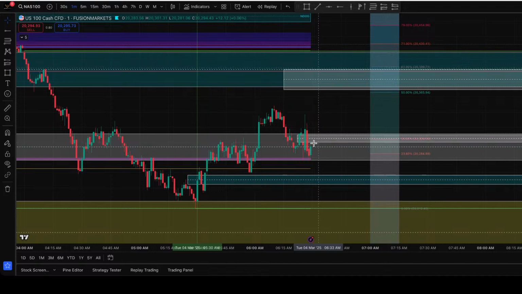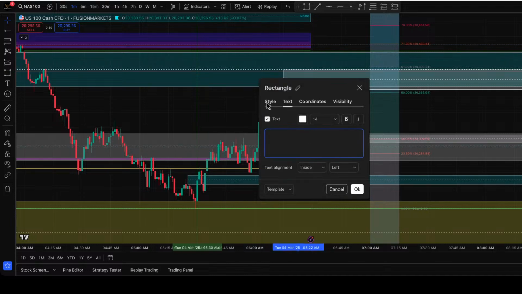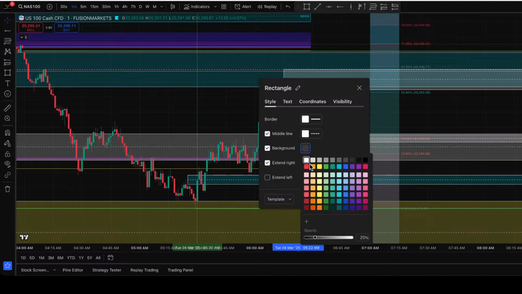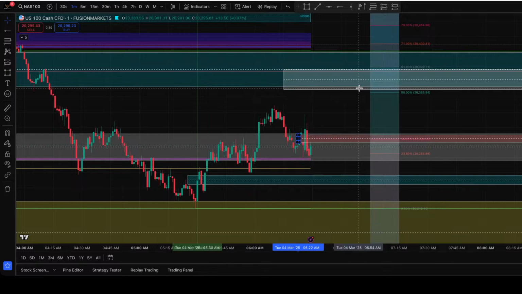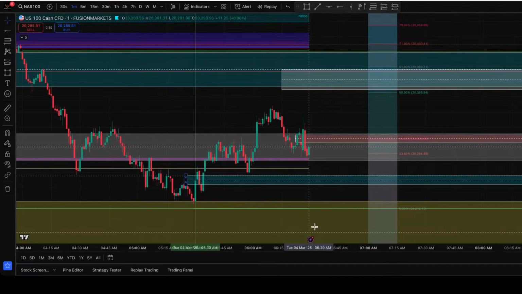We're still on the other side of that fair value gap. I'm going to change the color of it just so you can see it. So now we're bouncing off of it. Most likely we are going to take out these lows and that midpoint first from the looks of it. But we'll see. There is a 5M fair value gap here that it could bounce off of.